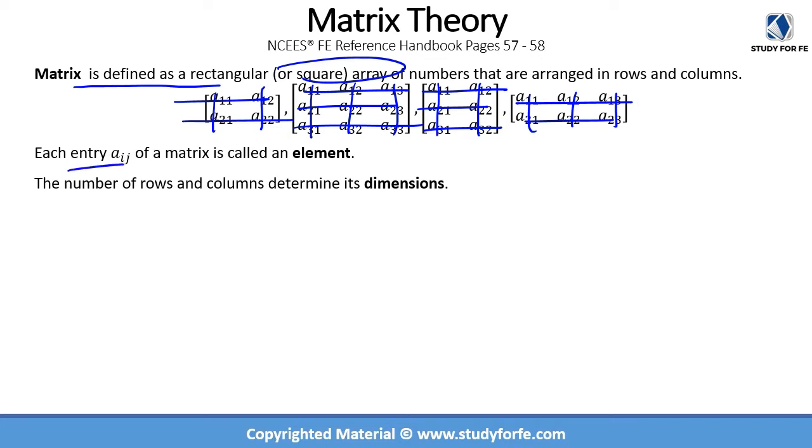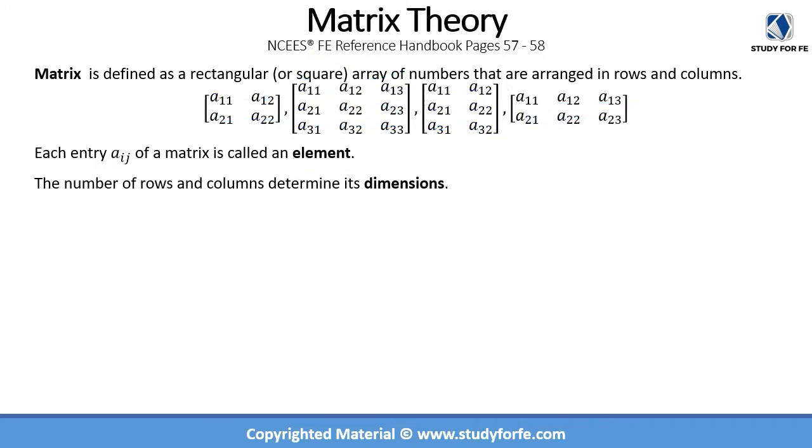So in the case of a matrix, every entry of a matrix is called an element. So over here we can see that we have A11. It is one of the entries of this particular matrix, and it will be considered an element of this matrix. Similarly, A12, A21, A22. And in general, it is identified as A subscript i j, where i refers to the row and j refers to the column.